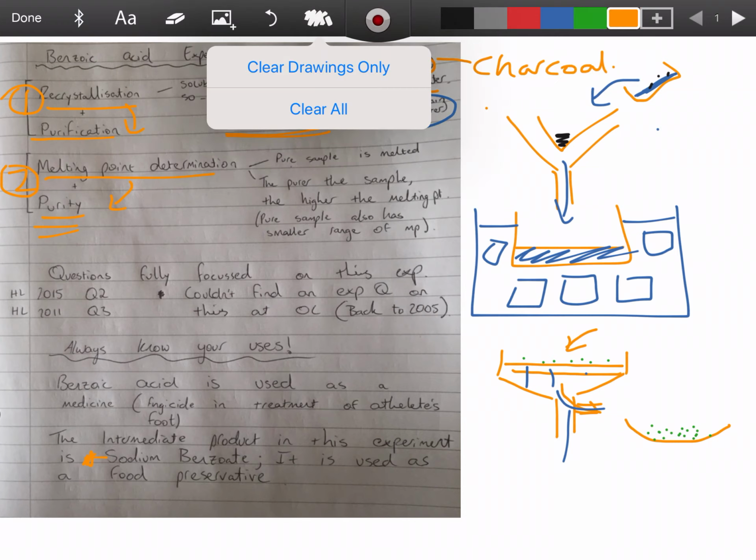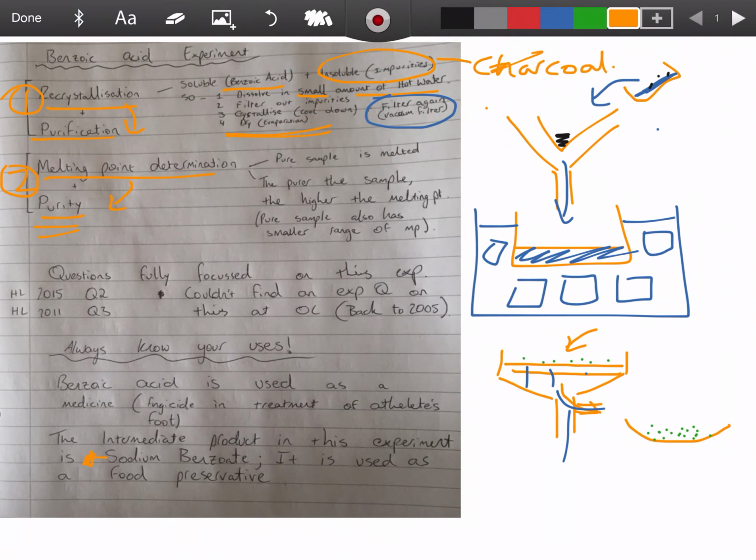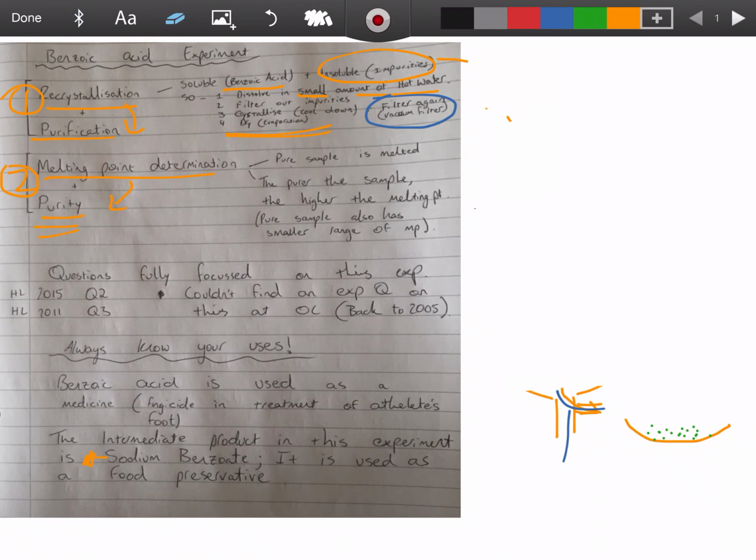If I get rid of these, you can pause them, you can go back and have a look at the diagrams again, guys, if you so wish, but I'll get rid of them now to do the second step.